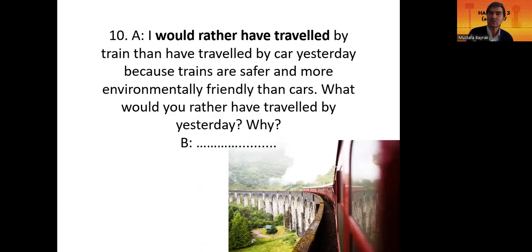Why? I would rather have traveled by bicycle yesterday, because they are very practical, and bicycles are easy to park. Yes, they are really easy to park.